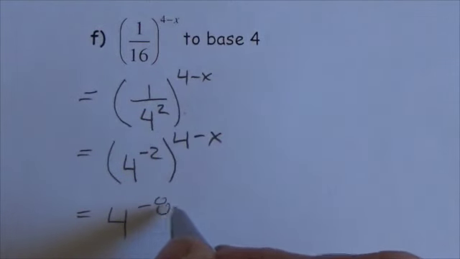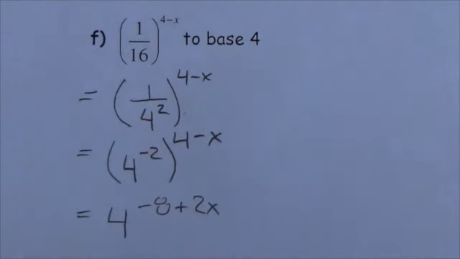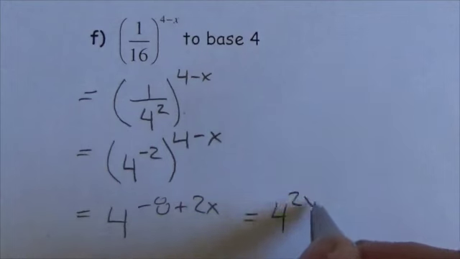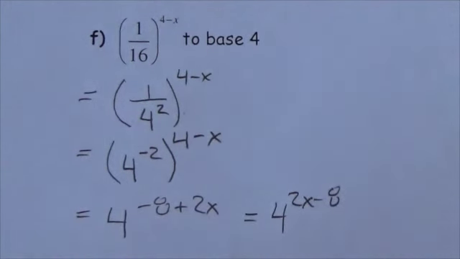So this will become negative 8, positive 2x. And then we're not going to leave it like that because we know that most people are going to say, no, that looks better. Good. That's the answer I'm looking for, 4 to the 2x minus 8. So that's what we mean by changing the bases here.